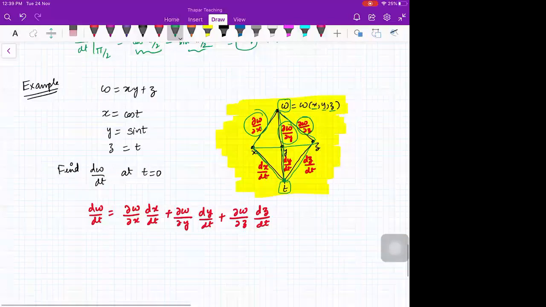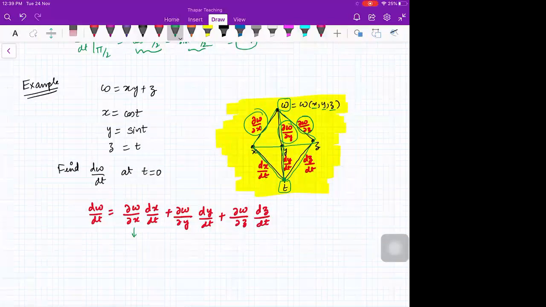Ma'am, what if we directly put these t values into w? Yeah, that you can do. What you can do is you can put the values in w. In place of x, you can put cos t. In place of y, you can put sin t. And in place of z, you will put t. Then w is a function of t. You can directly compute dw by dt. That will be same as what I am computing. Okay? Okay ma'am, thank you.